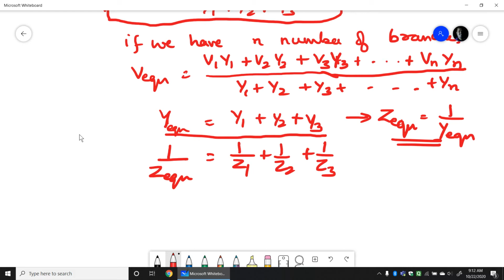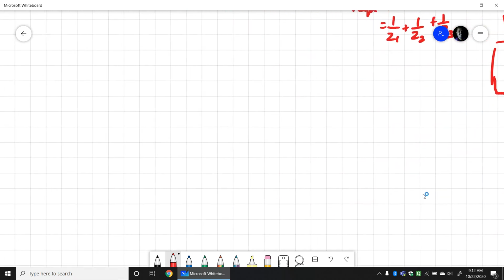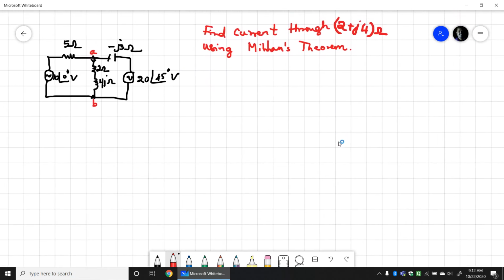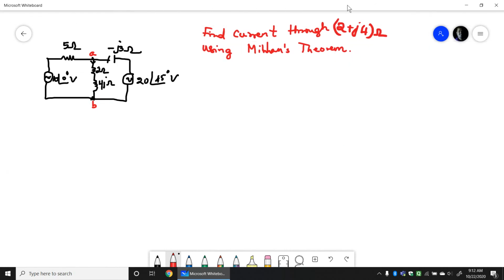Now we will go with the problems related to Millman's theorem. So let me show you the first problem we are going to solve. In this problem we are going to find the current through a particular impedance. We have a circuit where 5 ohms is in series with 10 at an angle 0 degree, 2 plus 4j ohms, and minus j3 ohms in series with 20 at an angle 45 degree. We need to find the current through the 2 plus 4j ohms.